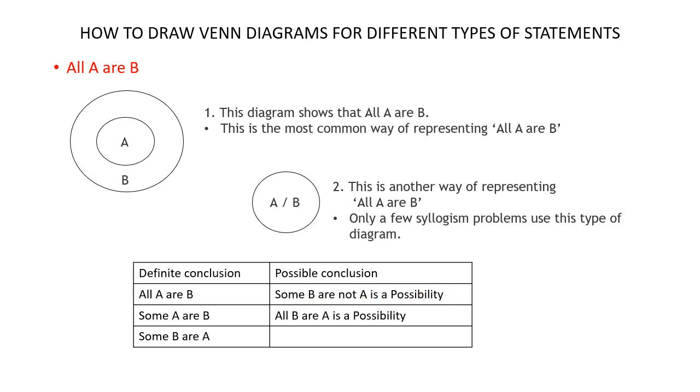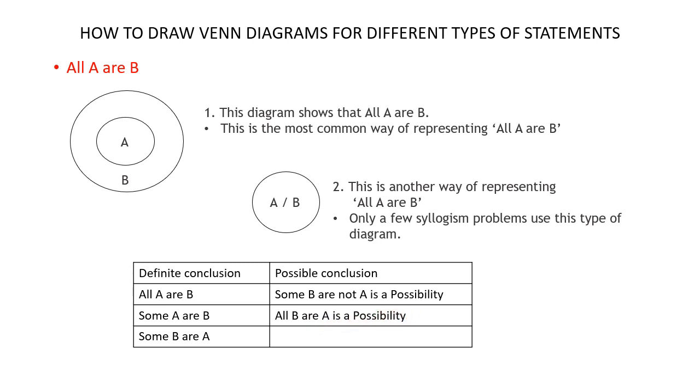In the second case, this portion of B may be contained within A. There's a possibility of this portion of B to be contained within A. Now we know that already this part of B is nothing but A. So if this portion of B also is contained within A, this means that all of B is contained within A. So this gives rise to the possible conclusion all B are A is a possibility.